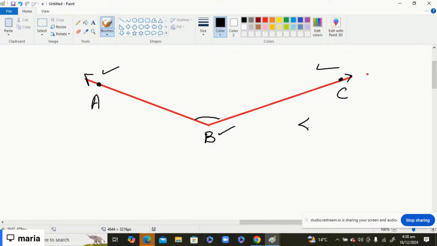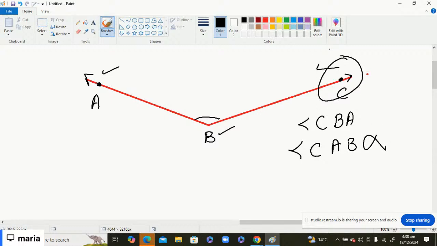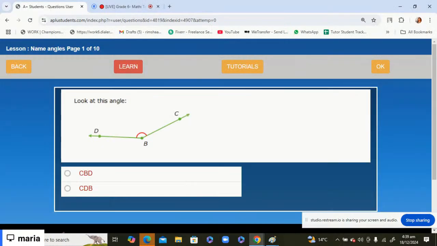Like here is the angle C, B, and A. You are not putting the angle C, A, and then B. This is the wrong option. Like first you put this one, then this one, and then the middle. No, you're going to move in this sequence. This one, and then this one. Okay, sequence follow. The correct answer is option A, C, B, and D.